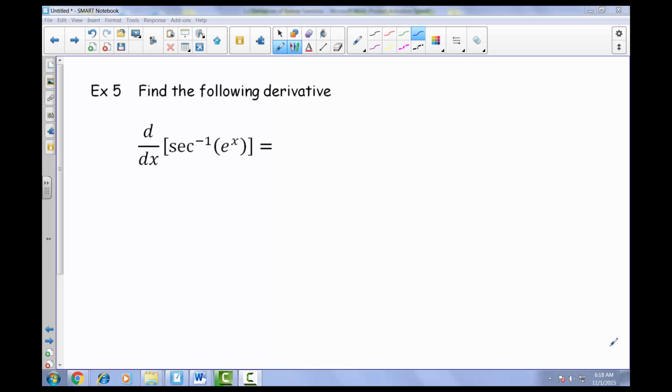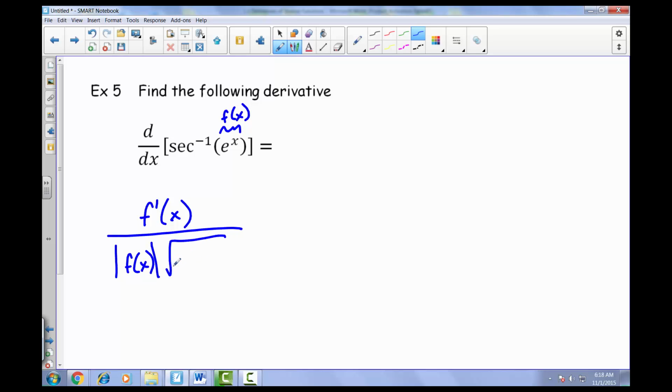Here we are looking at example 5 from our 3.37 notes. We're asked to find the derivative of the secant inverse of e to the x. So here is our function. Now we know that just based on our definition, it's going to come out to be the derivative on top, all over the absolute value of our function times the square root of our function being squared minus 1.